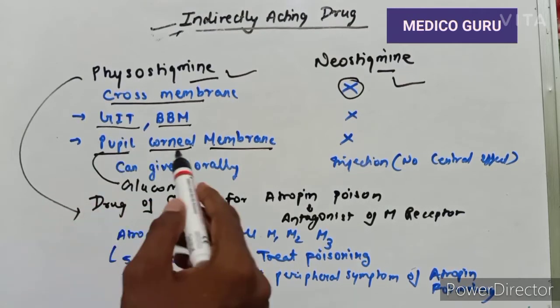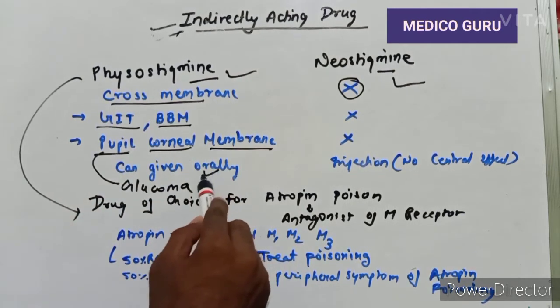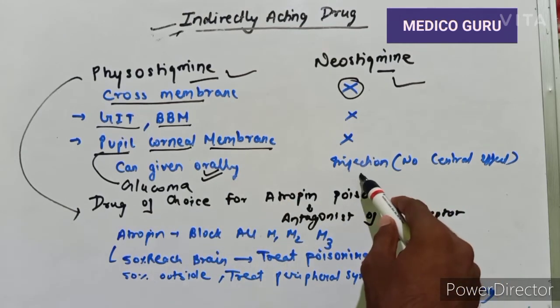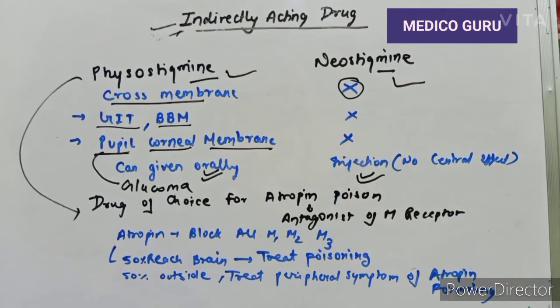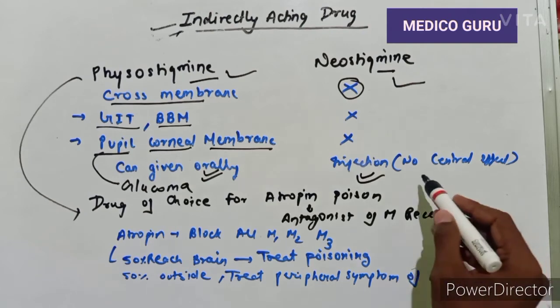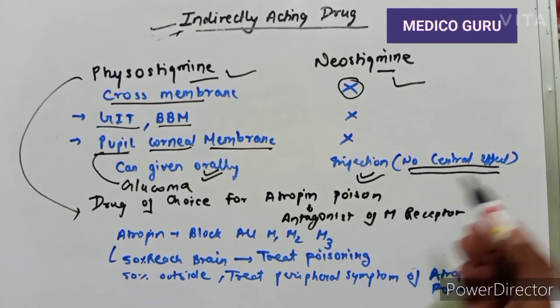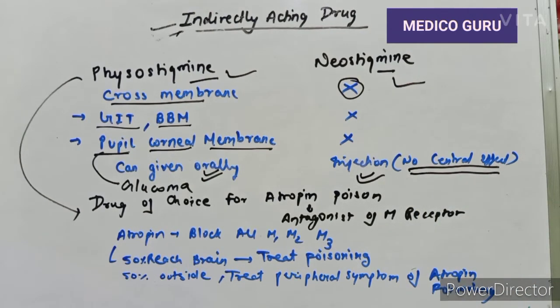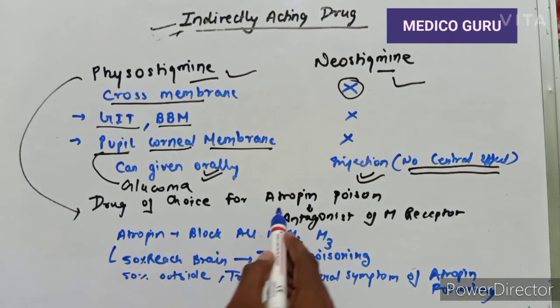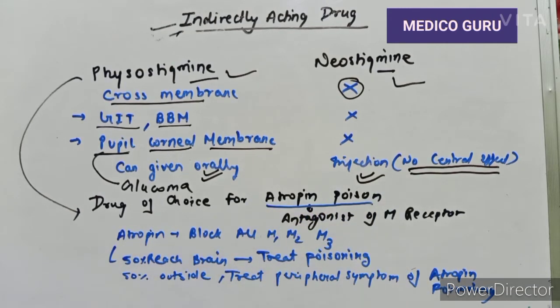Physostigmine can be given orally and neostigmine can be given by injection. Because it is directly injected, there is no central effect. Now there is another point: physostigmine is the drug of choice for atropine poisoning.